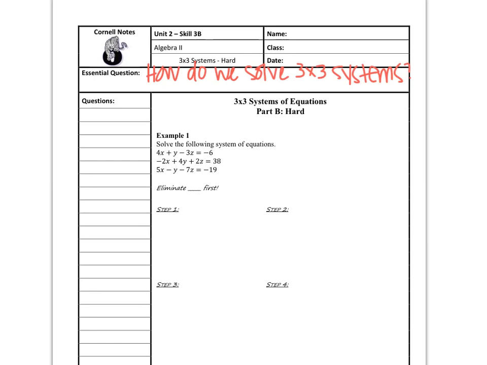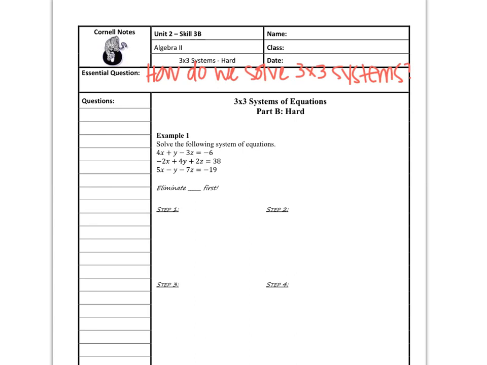So it's an extension on 3A where we were solving those 3x3 systems. And now we're going to solve some that are just a little bit harder. Harder in the fact that you have to multiply initially one or more equations by some number, not just by a negative, in order to get a variable to cancel.